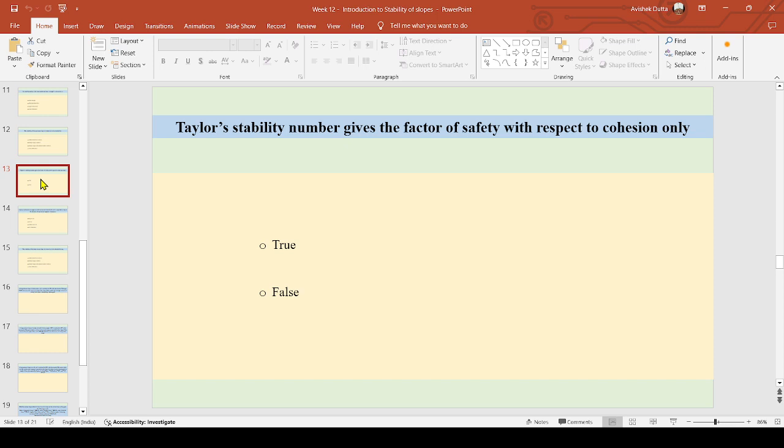I'll repeat the statement once. Taylor stability number gives the factor of safety with respect to cohesion only. Is this statement true or false? Okay, I'll go to the next question.